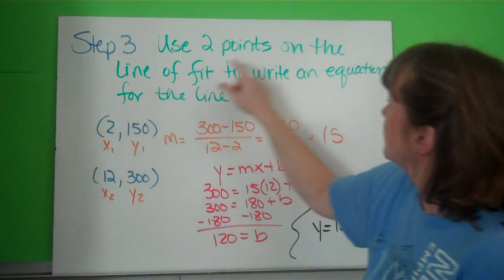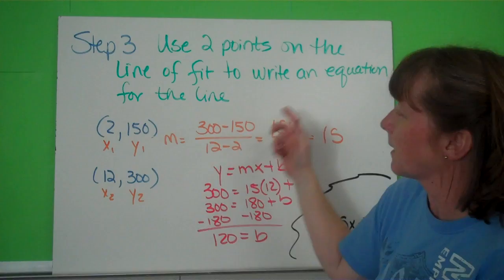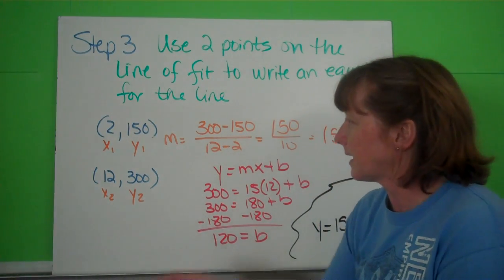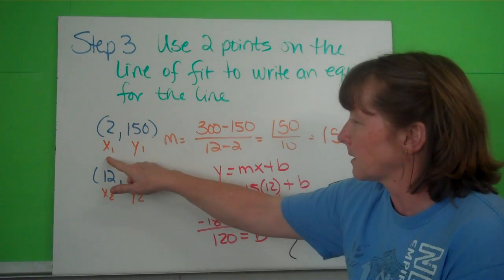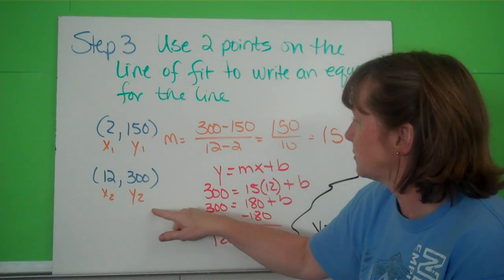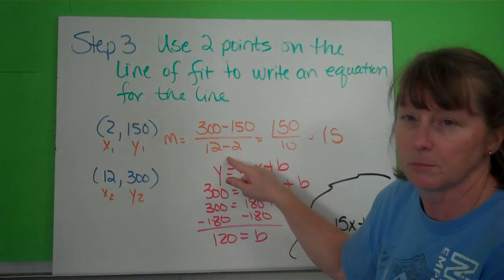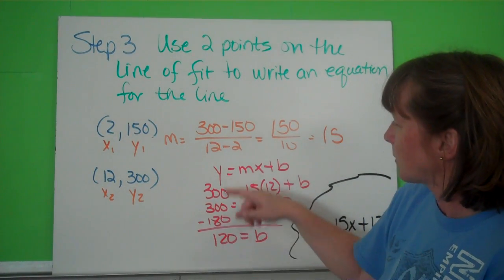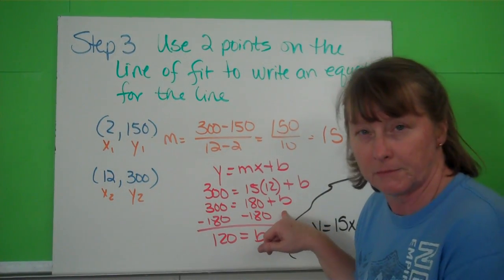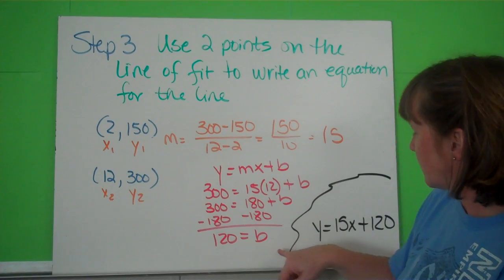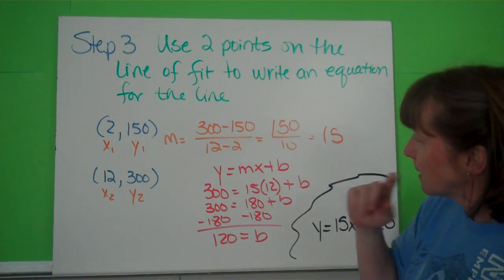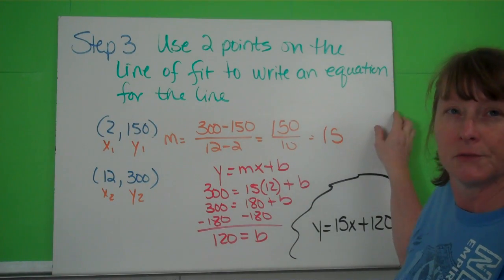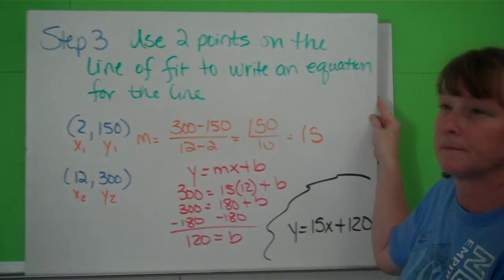Step 3. Use the 2 points on the line of fit to write an equation for the line. That's the reason I asked you to remember those 2 points. We're going to label them x1, y1, x2, y2. We're going to find the slope. We've done this before. Then we're going to plug in to find b. We've done this before. And we get the equation of y equals 15x plus 120. Go back and review these videos if you don't remember how to do it.